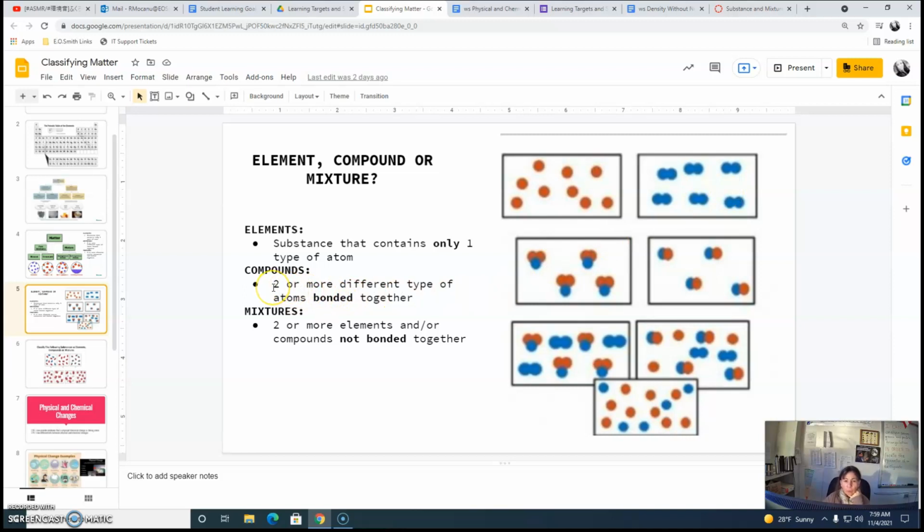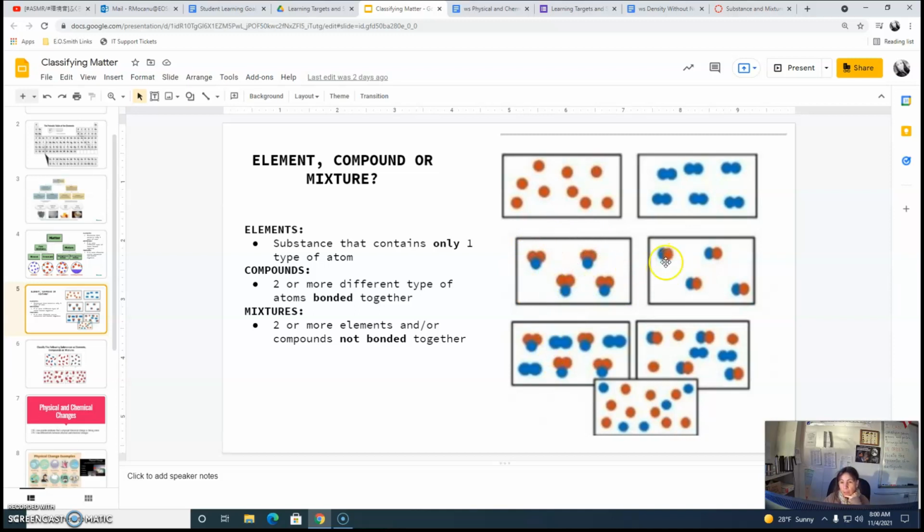Compounds, I'm looking for two or more different types of atoms, and they must be bonded together. So for compounds, all of these right here have two or more different kinds of atoms, because I see two colors in all of them. But then the next question is, are they bonded together? So here I can see that yes, they are bonded together, and my molecules all look identical. So all of my molecules here have one blue atom, two red atoms bonded together, and all my molecules in this look identical. So yes, this would be a compound right here.